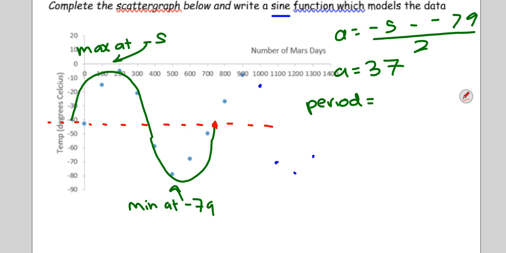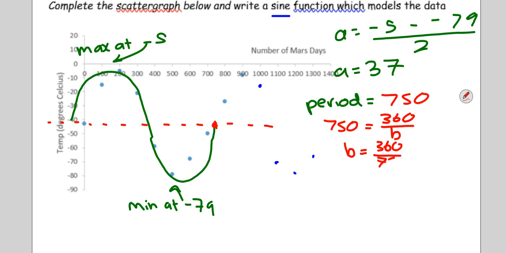Listen, or else we're going to go longer. Okay, so what we've got is 750. I think 750 is better because when you do the principal axis through here, it's more like 750. Okay, great. So 750 equals what? 360 over B. Good. So B equals 360 over 750.